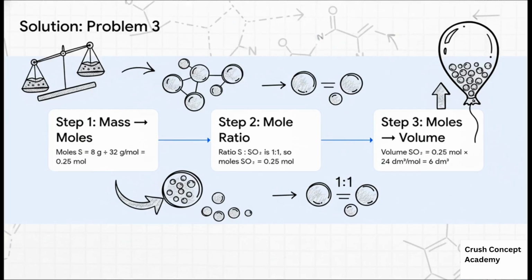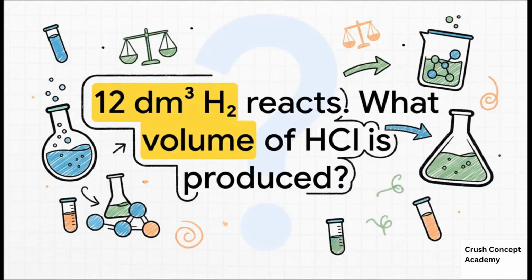Okay, last step. Step 3, convert those moles back into the unit we want, which is volume. We just take our 0.25 moles and multiply by our magic number, 22.4, and that gives us 5.6 liters. Done! Okay, you're going to love this next one. This is a great shortcut.